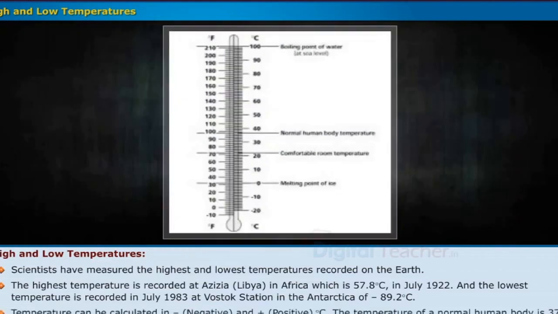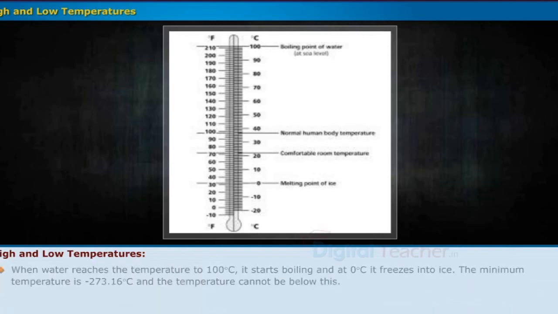Temperature can be calculated in negative and positive degrees centigrade. The temperature of a normal human body is 37 degrees centigrade. When water reaches the temperature of 100 degrees centigrade, it starts boiling, and at 0 degrees centigrade, it freezes into ice. The minimum temperature is minus 273.16 degrees centigrade, and the temperature cannot be below this.